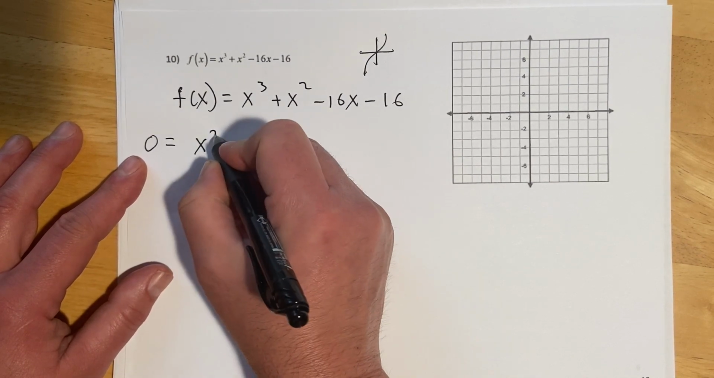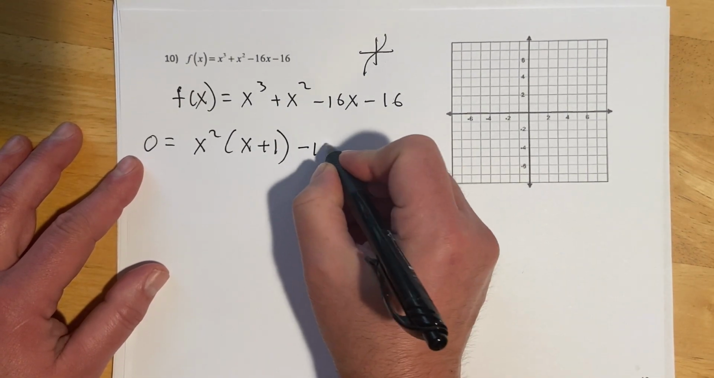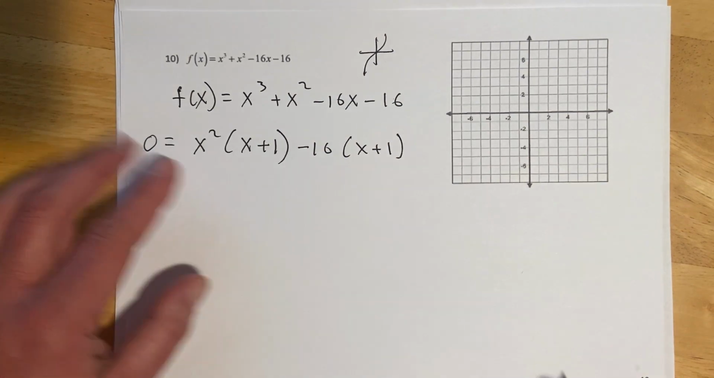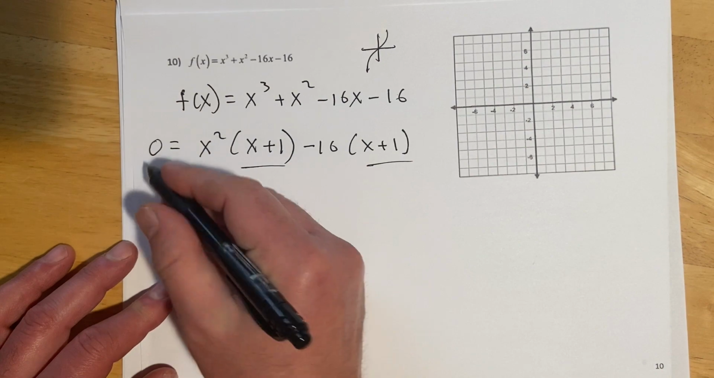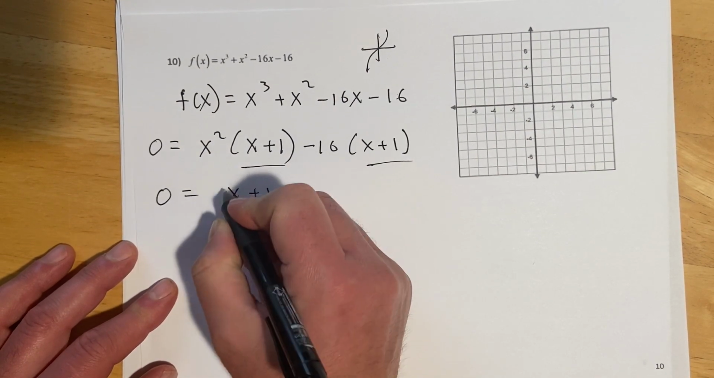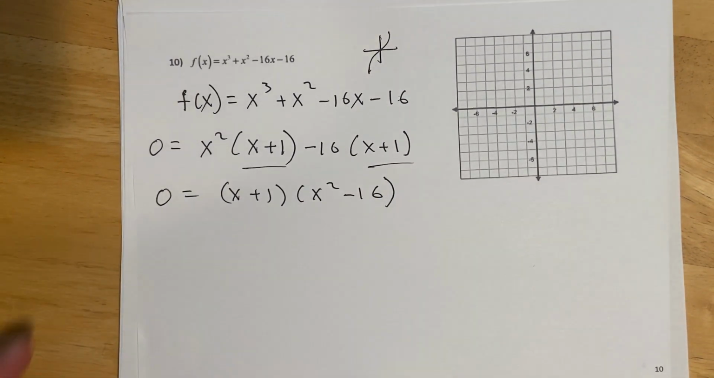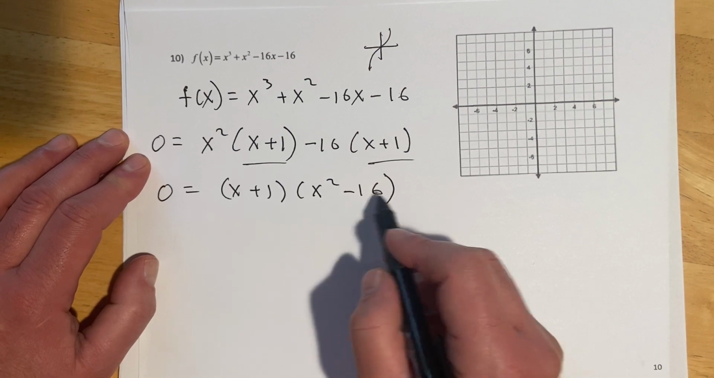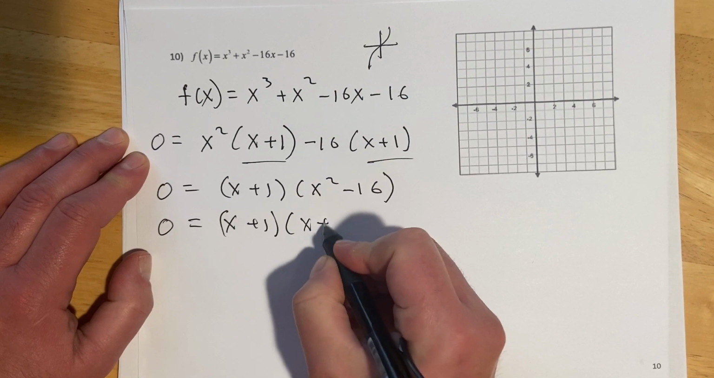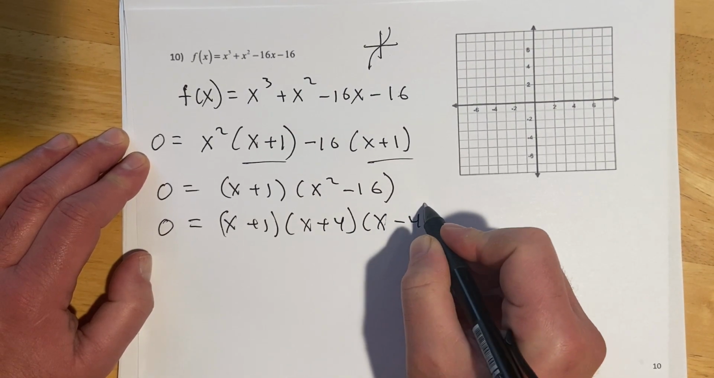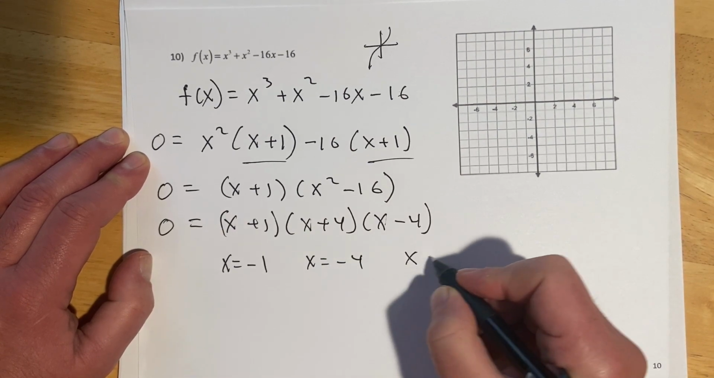So we'll take an x squared out of those first two and get an x plus 1 there. And then we're going to take a negative 16 out of those next two so that we get that matching x plus 1. Remember, this is our factor by grouping. Taking this out front, I end up with x plus 1, x squared minus 16, and then that's our difference of squares: x plus 4 and x minus 4. So we end up with x equals negative 1, negative 4, and 4.